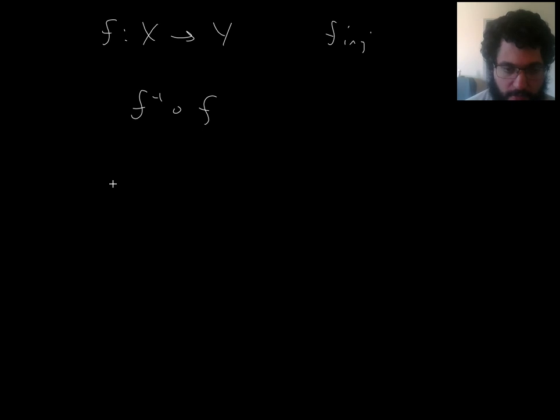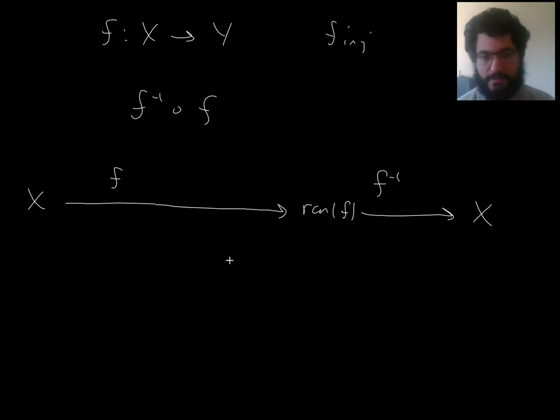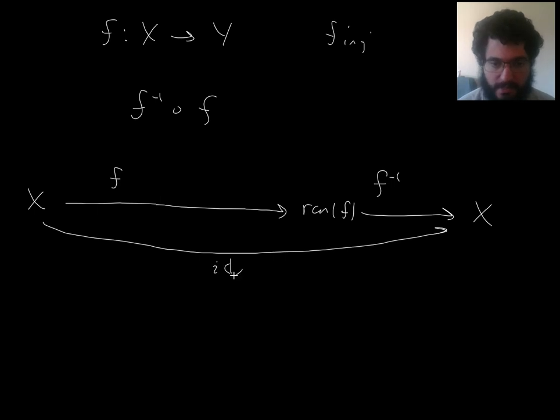So if you write that out in this notation, F goes from X to Y. F inverse goes not from Y, but from range F to X. Then what we did is we replaced this codomain by a smaller codomain, and then we went from X to range F to X, right? So I removed this and said, think about the codomain of F as being the range of F. And we argued just now that this is the same as the identity.